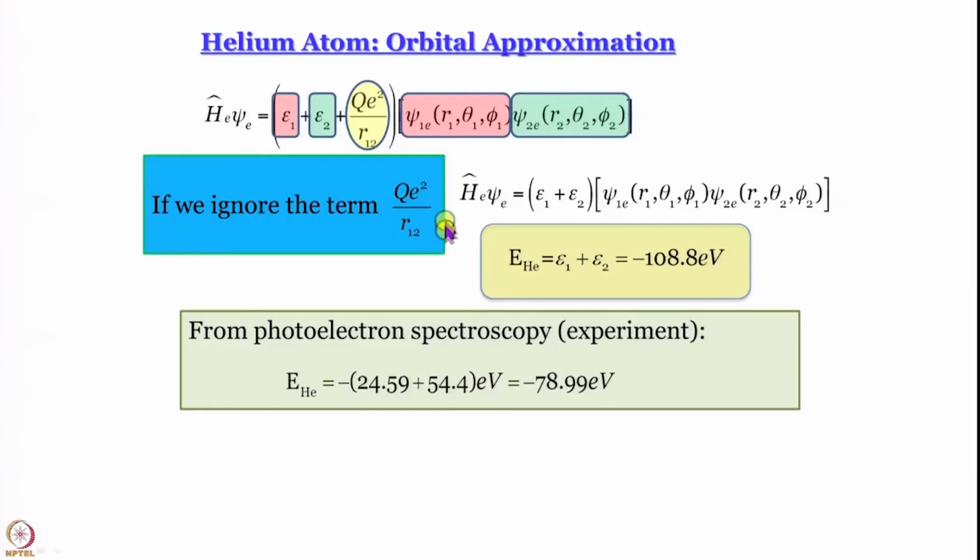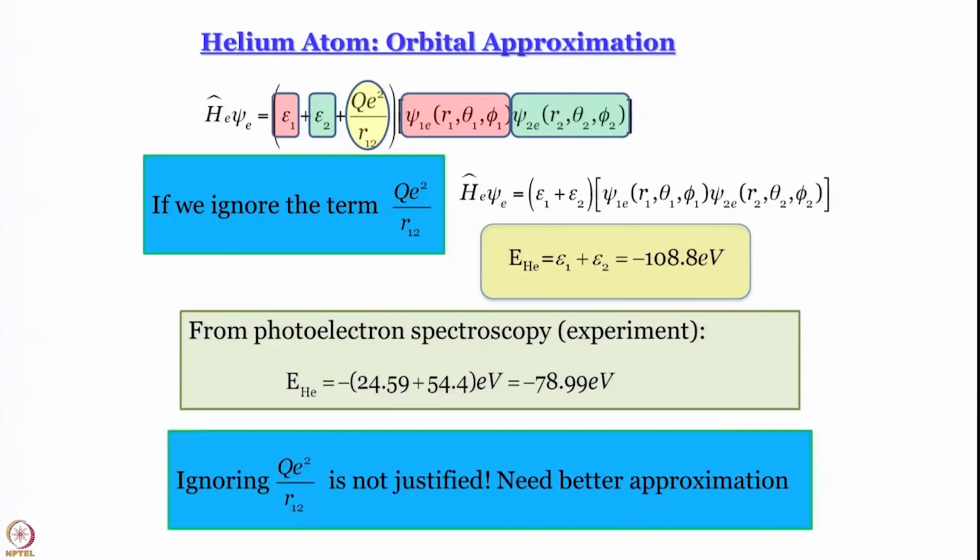So obviously the theory that we have used is inadequate. We cannot wish this q square by r12 term away. We have to find a way of accommodating it somehow within the ambit of our theory. How do we do that? Before saying that, let me write this same problem in a little more general terms.